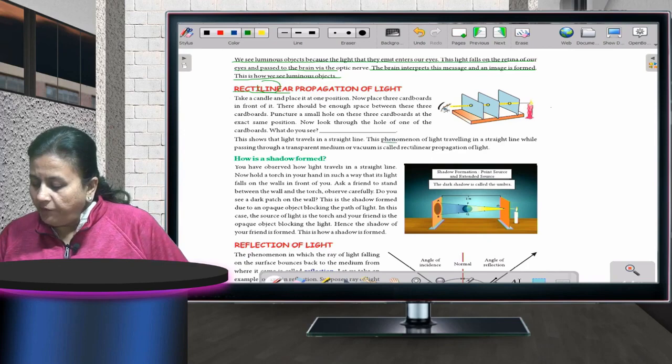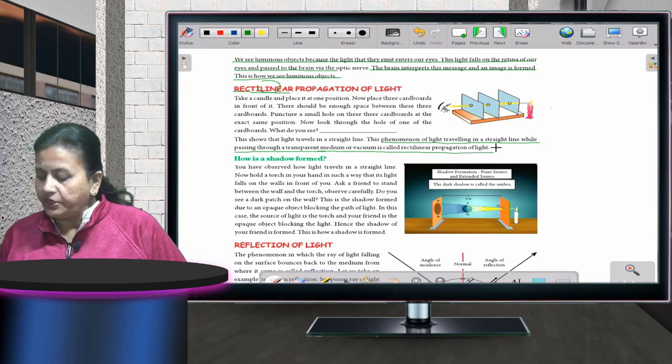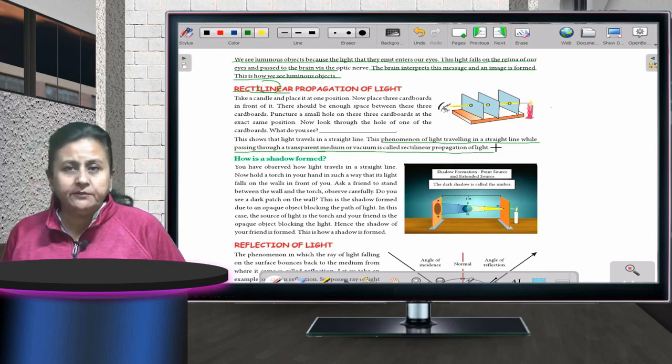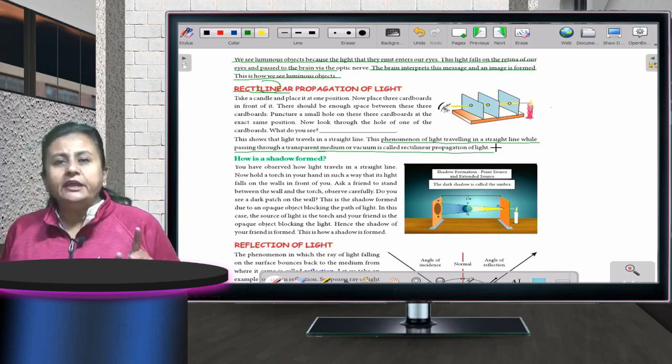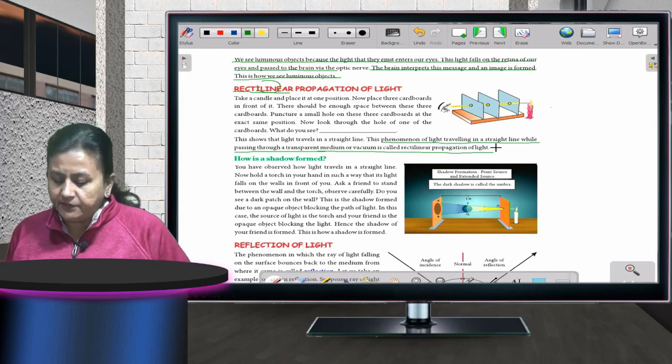the phenomenon of light traveling in a straight line while passing through a transparent medium or vacuum is called rectilinear propagation of light. Fine children, make it very clear in your brain that the light always travels in a straight line. Fine children. Now, how is a shadow formed?